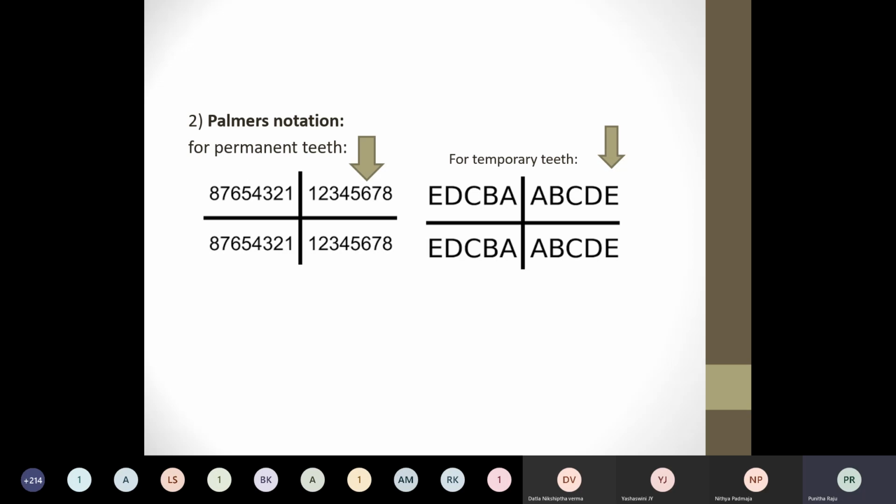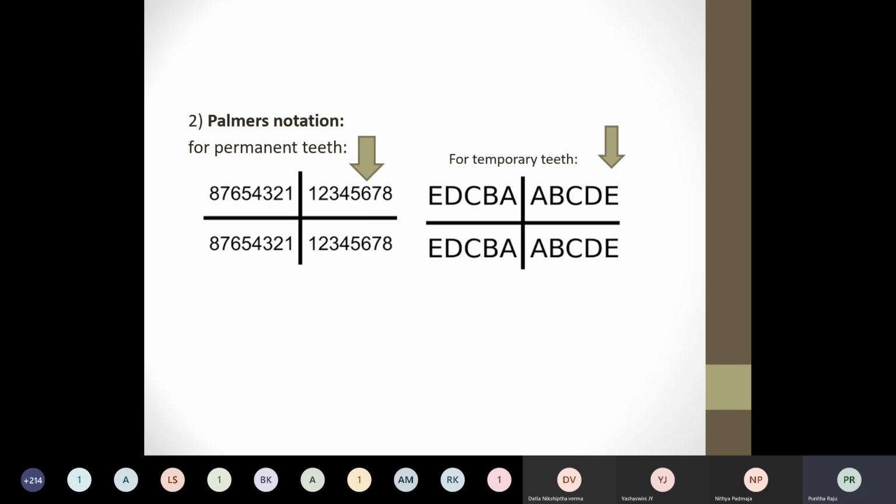Okay, so this is the way it is done in Palmer's notation. This is for permanent teeth, and for temporary teeth, they mention it as A, B, C, D, E. A is for central incisor, B for lateral, C for canine, D for molar 1, and E for molar 2. So this is the way it is done in Palmer's notation.